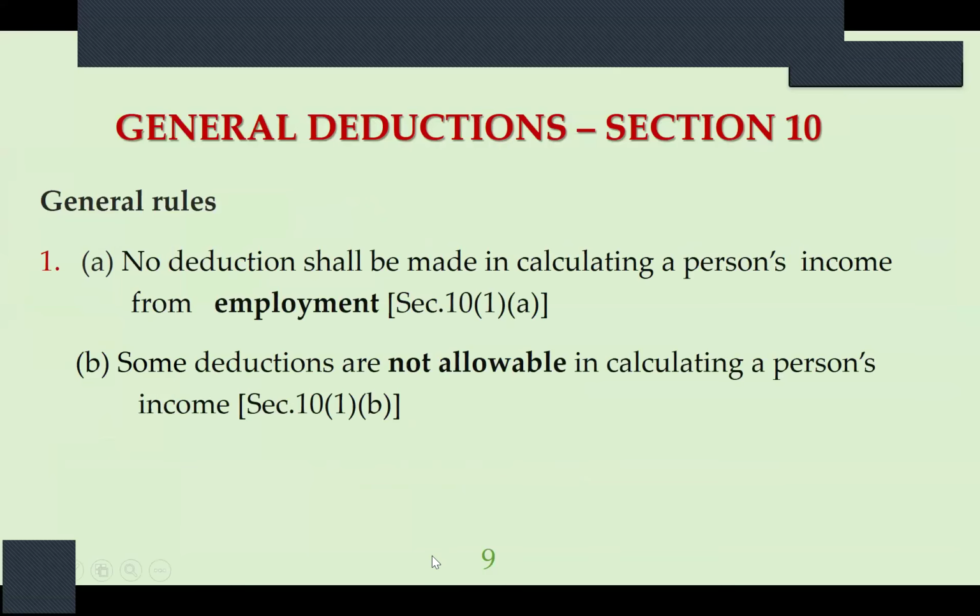So under this is section 10, section 10 subsection 1 A and B. I explained about A. Then subsection B says some deductions are not allowable. So under section 10, the deductions that are not allowable are mentioned. It says some deductions are not allowable in calculating a person's income. It is mentioned under section 10(1)(b). That means section 10(1)(b) says the items that are not allowable as a deduction.